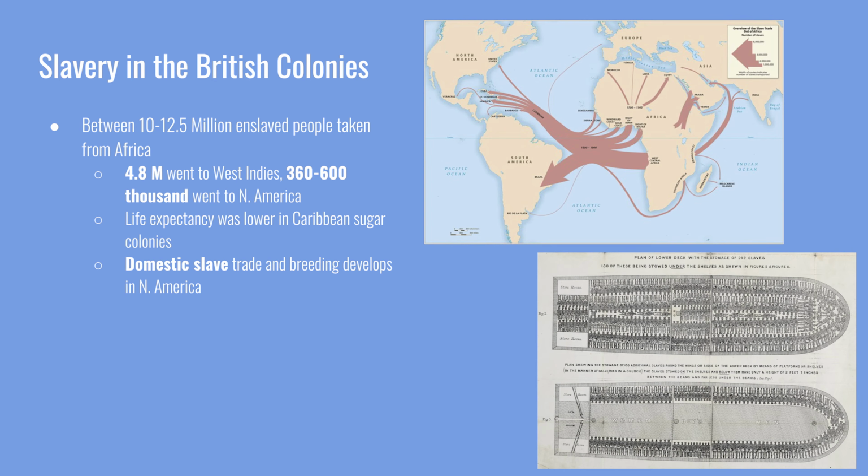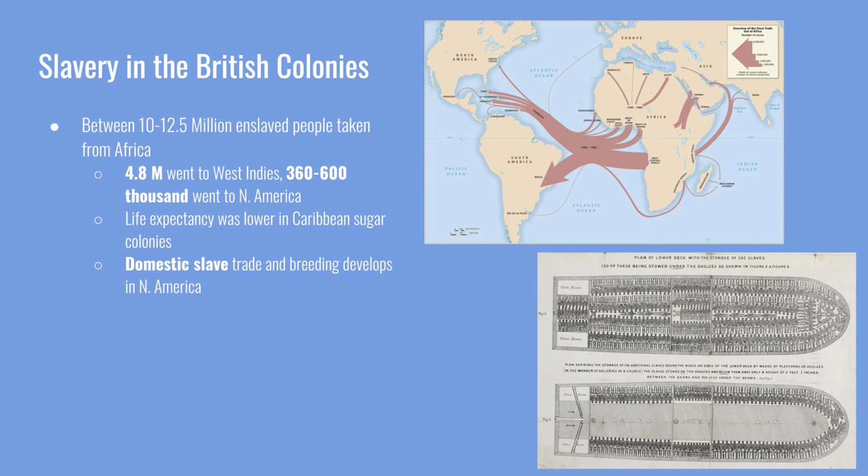The labor of planting tobacco or rice or indigo was not as strenuous as planting sugarcane, and so therefore they had a slightly better life expectancy in the British North American colonies. The further north that one travels through the British colonies, life expectancy goes up. Just as it did for the white population in those colonies, it did so for the enslaved population.